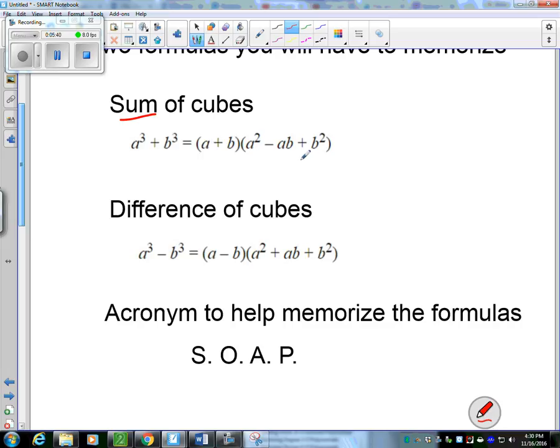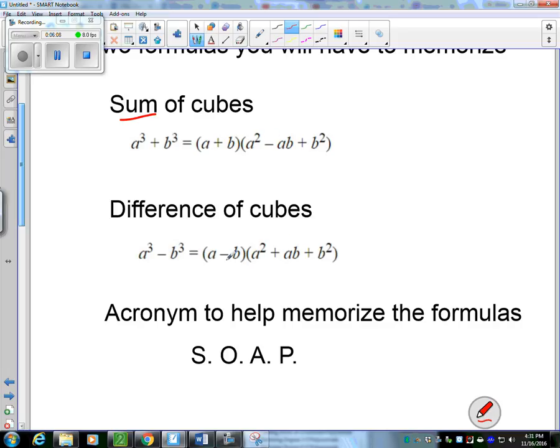So with the addition, you have a plus b. With the difference of cubes, you still have the first term cube rooted and the second term cube rooted, but you have a subtraction here. And so we have a minus b this time instead of a plus b, and you have a squared plus ab plus b squared. And you notice the first two signs are switched.